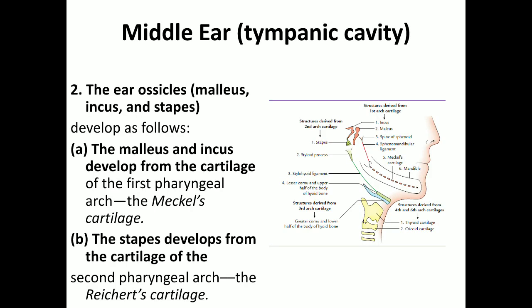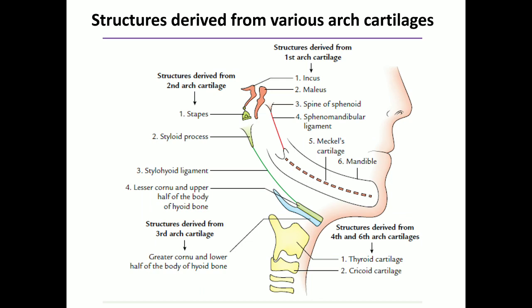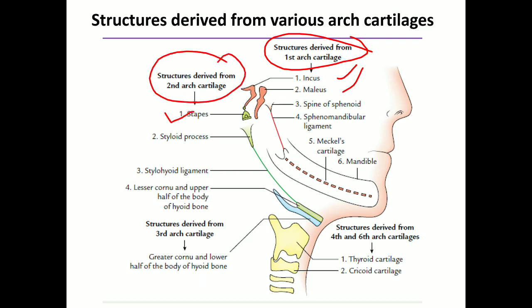Now the contents of the middle ear cavity, or the tympanic cavity, that is the malleus, incus and stapes ear ossicles. Malleus and incus develop from the first arch cartilage, that is Meckel's cartilage, and the stapes develops from the second arch cartilage, that is Reichert's cartilage. Here you can see the malleus and incus developing from Meckel's cartilage, and the stapes developing from Reichert's cartilage.